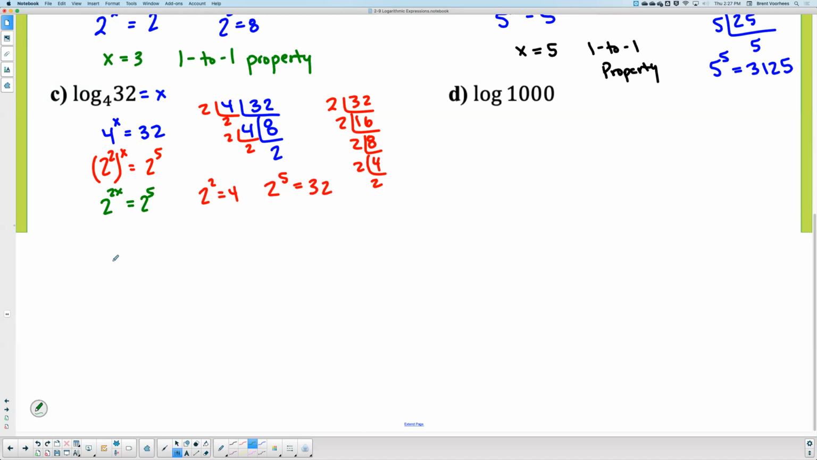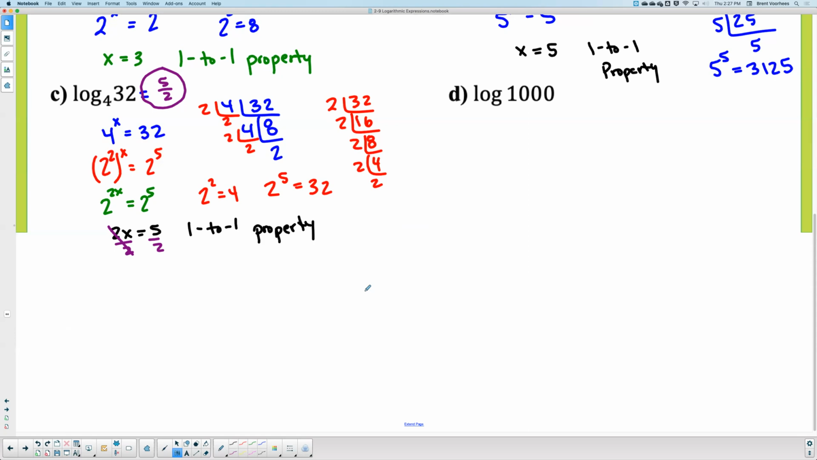And now we can use the one-to-one property. And we could say 2x equals 5. That's the one-to-one property. And finally, last step, how can I get the x isolated? Divide by 2. So the answer is 5 halves. 5 halves. That becomes my answer right there. 2.5. Yep.